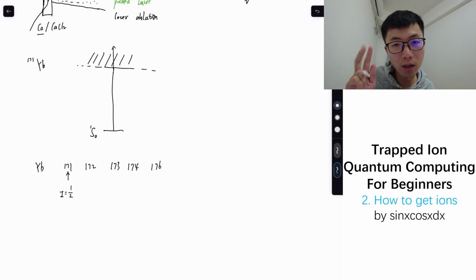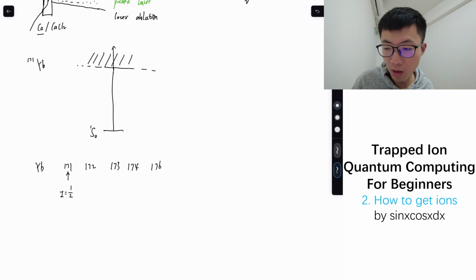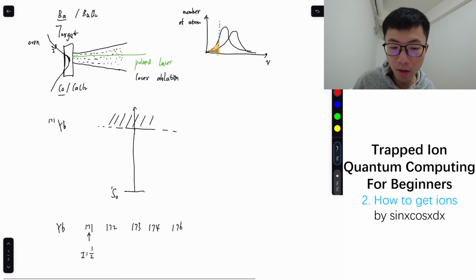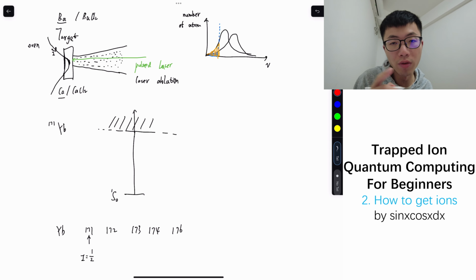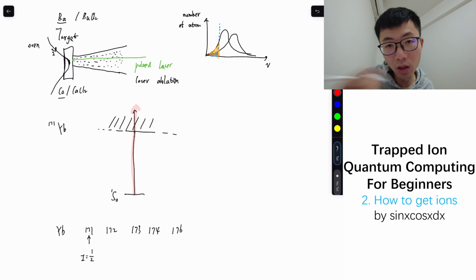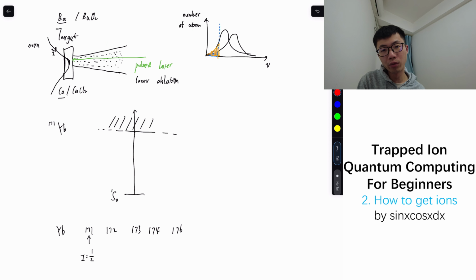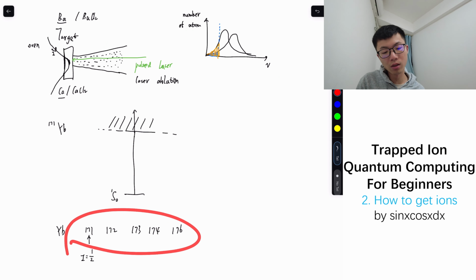So there are typically 2 ways to get out other isotopes. The first way is for the target. You can do the purification of the target itself and make a purified ytterbium metal. This is the first way. The second way is to do the isotope selection during the ionization process. If we use this method, it's impossible to distinguish different isotopes.